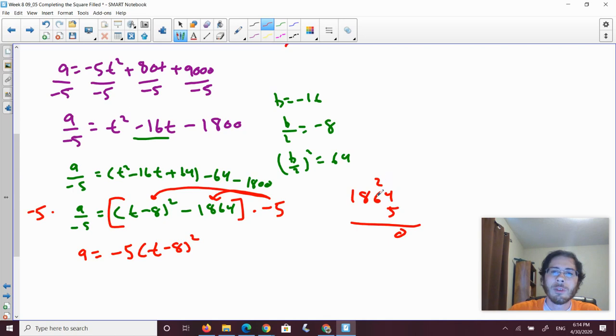4 times 5 is 20. That's going to be 32. 43. 9. So 9320. And then negative times negative will make that a positive. Probably would have been easier to do 5 times 64, because that is 320, and then add that back up to the 9,000, but we did the whole way out. So I've got the equation in vertex form, so that's good. We know the vertex is going to be at 8, 9,320.